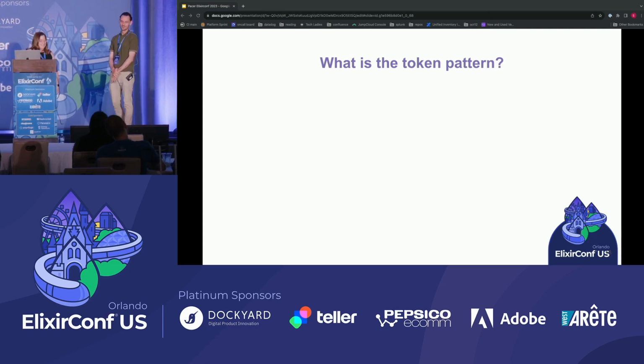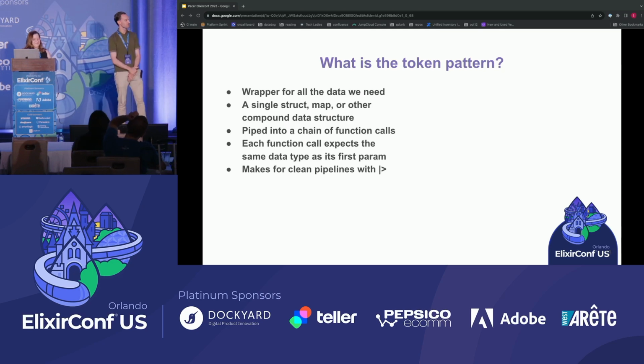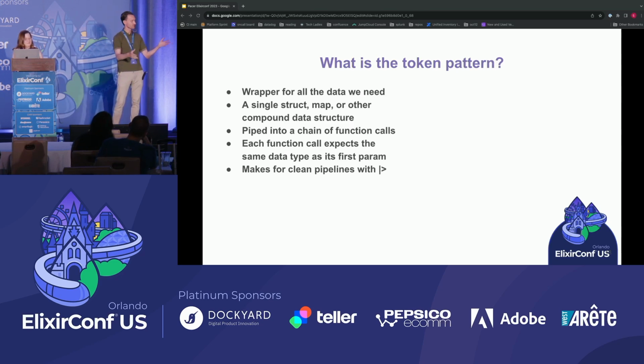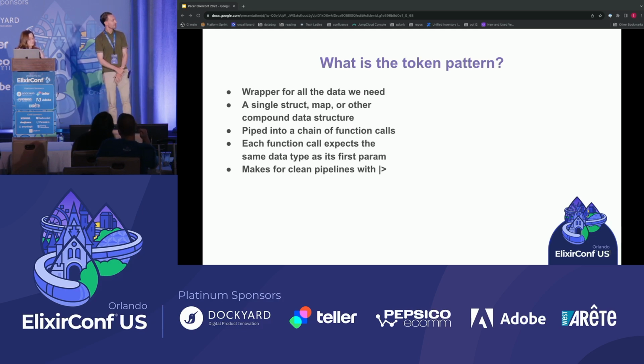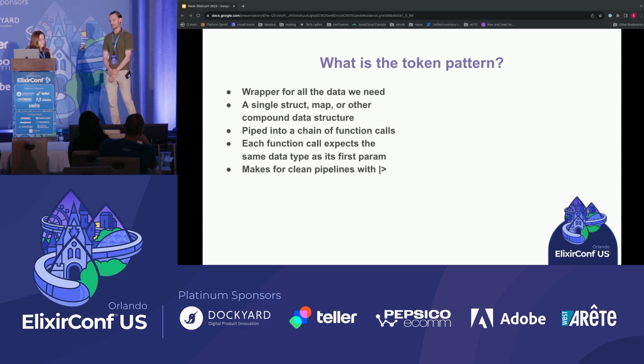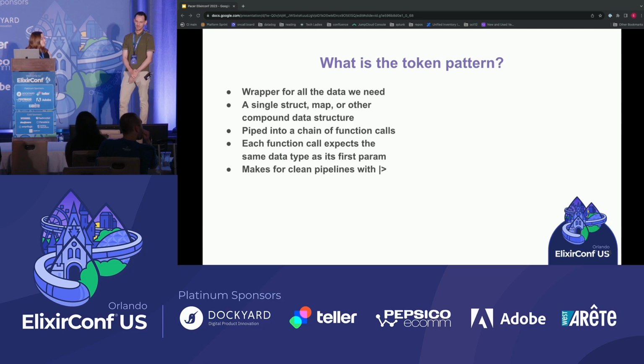Cool. So the token pattern, as Elixir developers, you're all probably used to seeing this in one form or the other, but you can think of a token as usually a struct. It's a wrapper struct that's going to contain a lot of the data that you might need to do a single thing. So you can think of it generally as a single struct, but it could be a map or any other compound data structure. It could be a tuple, it could be a list, anything like that. And so you take this single data structure, you pipe it through a bunch of functions, and you could make it work really nicely with the pipeline operator. Sounds better than just one private function. It should be a little bit nicer, I think.